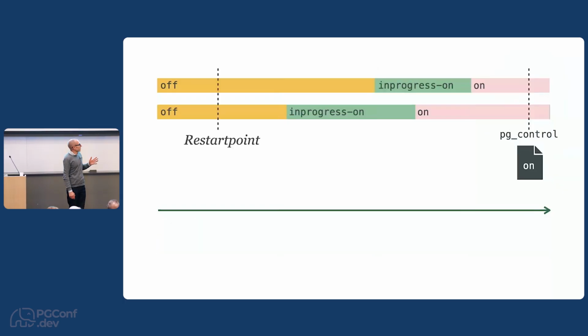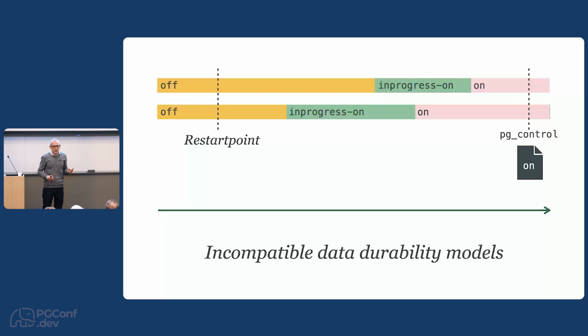Well, what if the restart point is there? And PG control is read during redo. Oh, checksums are on. Great. Now I'll start replaying. Oh, every WAL record has no checksums in them because they're off. And that's a problem because we're now dealing with incompatible data durability models. PG control is written like just a frozen point in time when the WAL stream moves on.